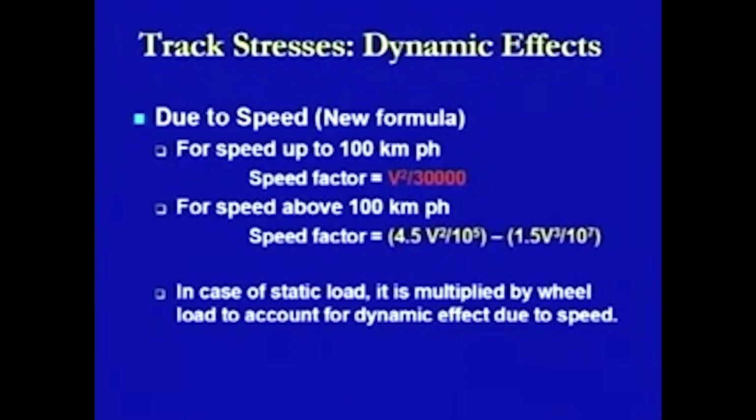Another formula which is given now is dependent on the speed range. For a speed of up to 100 kilometers per hour, it is defined as V square divided by 30,000, whereas in the case of speeds above 100 kilometers per hour, it is calculated as 4.5 V square divided by 10 raised to power 5 minus 1.5 V cube divided by 10 raised to power 7. In the case of a static load, this is multiplied by the wheel load to account for the dynamic effect due to speed. So, this is how this is taken into consideration.